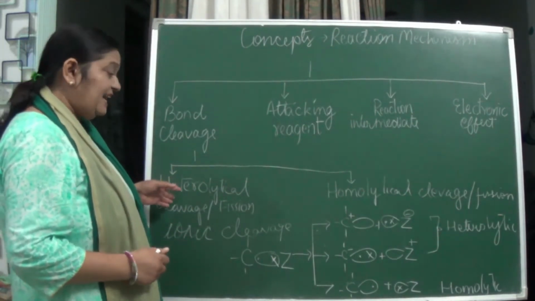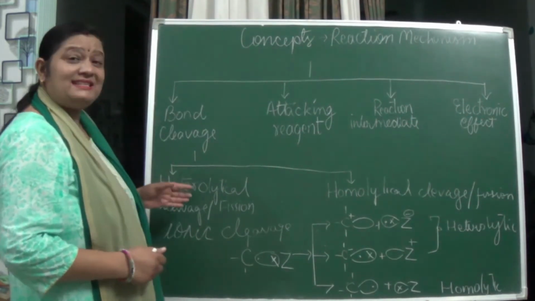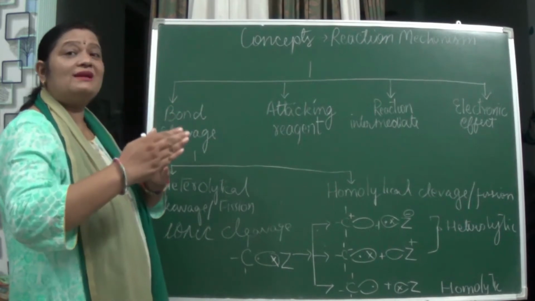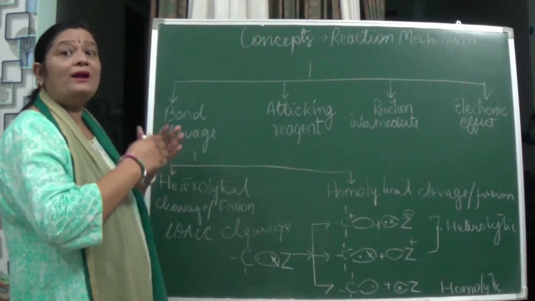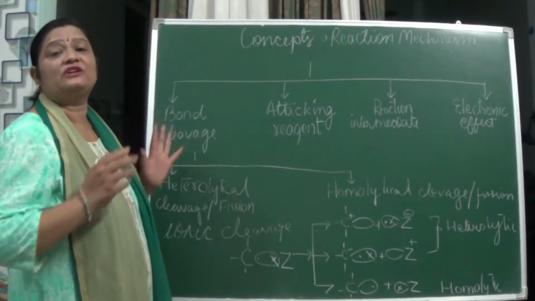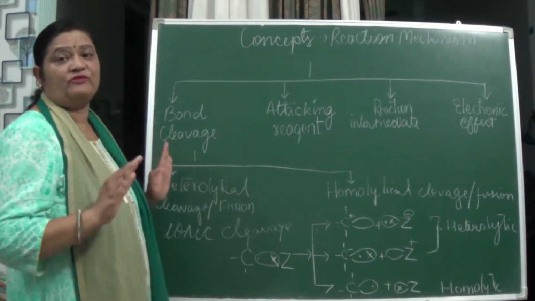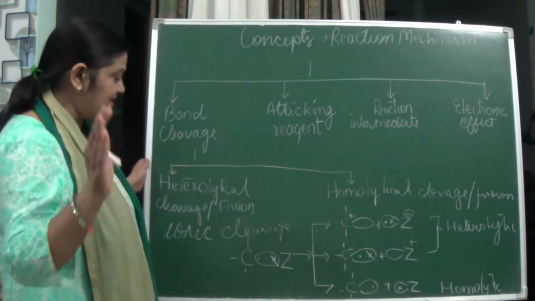So in case of heterolytical cleavage, when the bond breaks, one of the fragments will consist of more electrons, the other will consist of less, or the distribution of electrons will be different. This type of cleavage is known as ionic cleavage. Now let us see it.